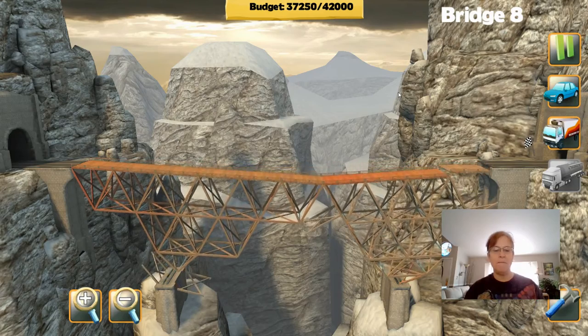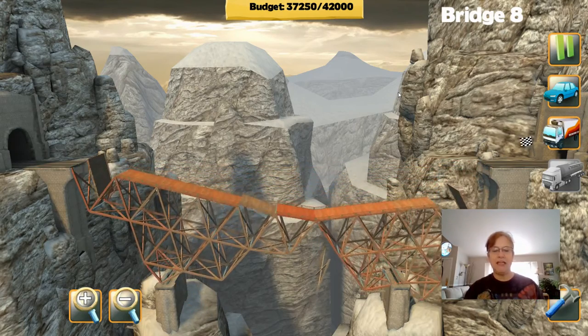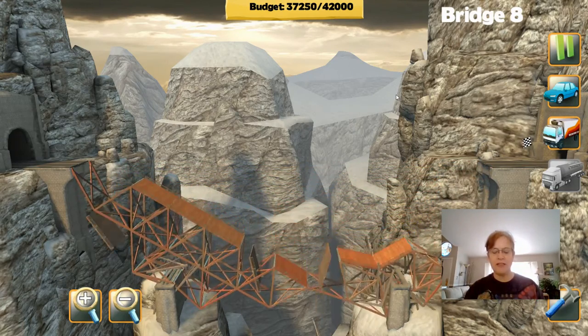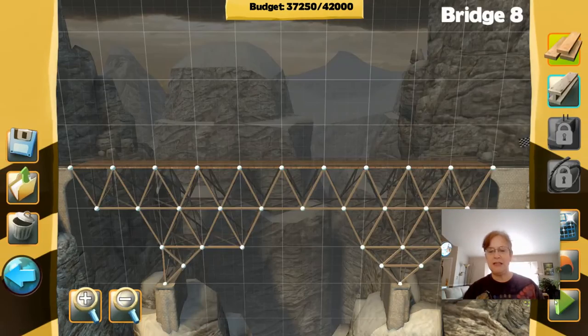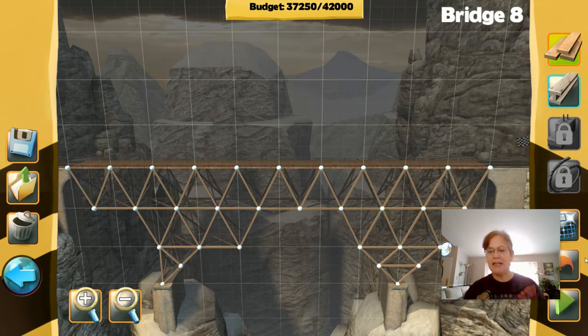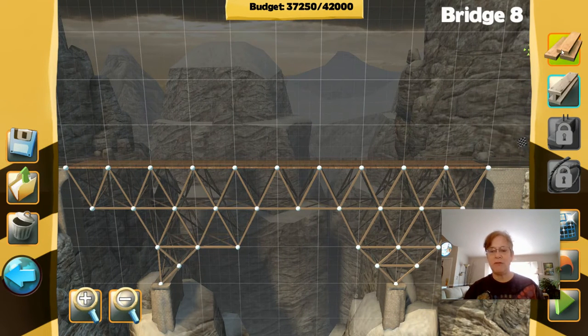Okay, so it didn't even get a car across. So that's called a bridge failure. That was a terrible failure. So let's go back and change a few things. Right now, my bridge is made of 100% wood, but notice I didn't spend all my money yet. So I'm going to try using a little bit of steel in my bridge and see if I can improve things with some steel.